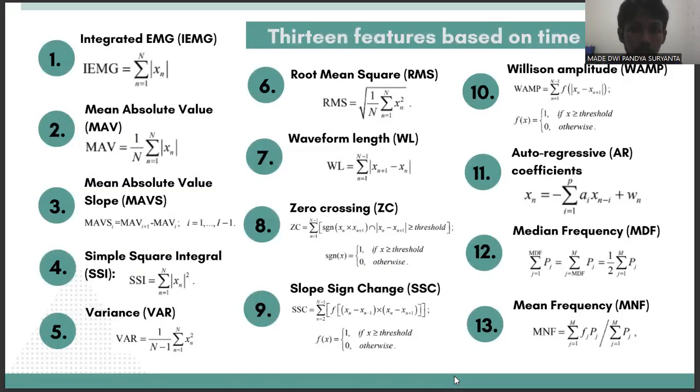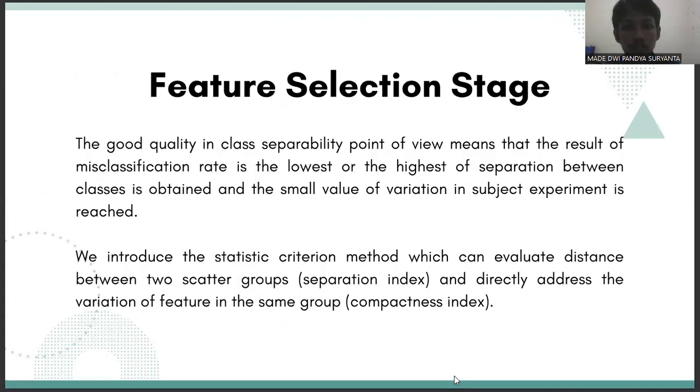The 13 features based on time domain are integrated EMG, MAV, MAVS, SSI, VAR, RMS, WL, ZC, SSC, WAMP, AR, and the frequency domain features MDF and MNF.